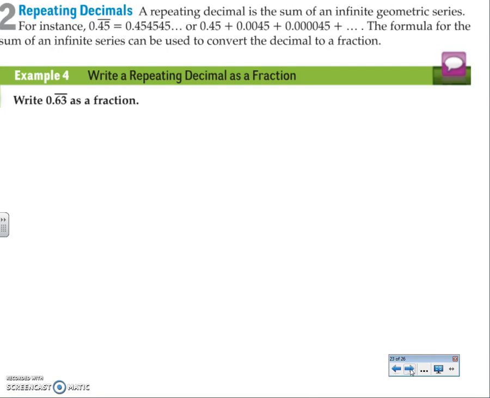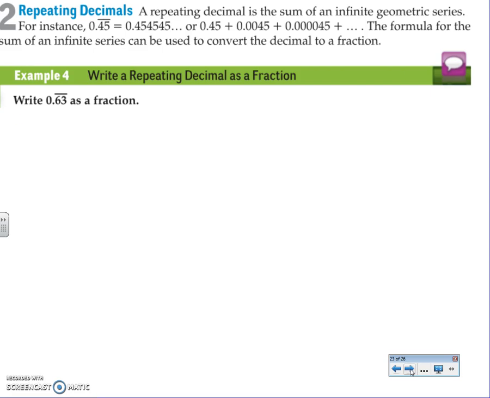Alright, last example, repeating decimals. A repeating decimal is the sum of an infinite geometric series. For instance, 0.45 repeating is 0.454545, or 0.45 plus 0.0045 plus 0.000045, and so on. The formula for the sum of an infinite series can be used to convert decimals into fractions if you don't know how to do it. So convert 0.63 repeating into a fraction.